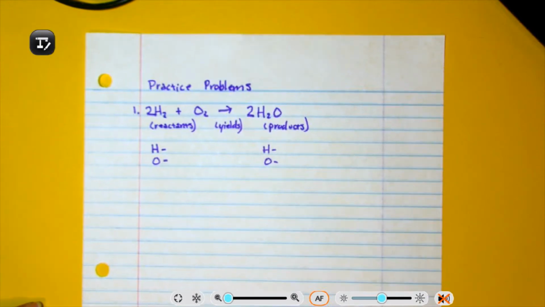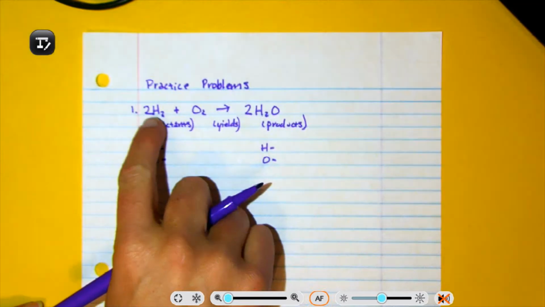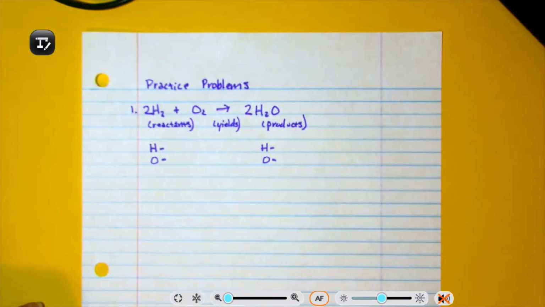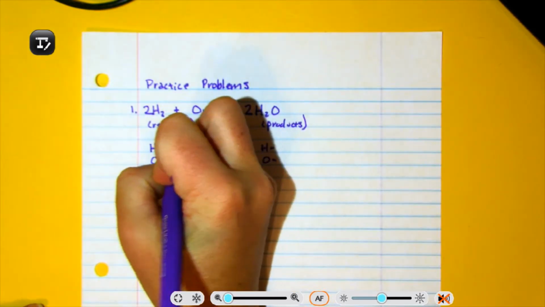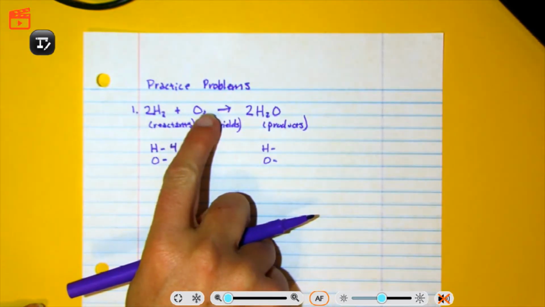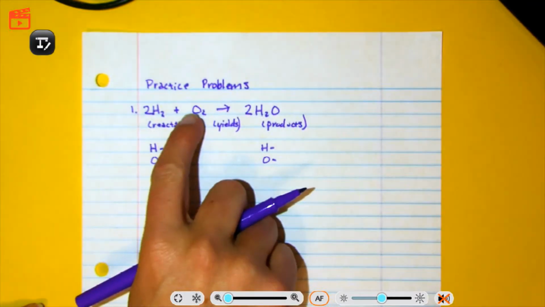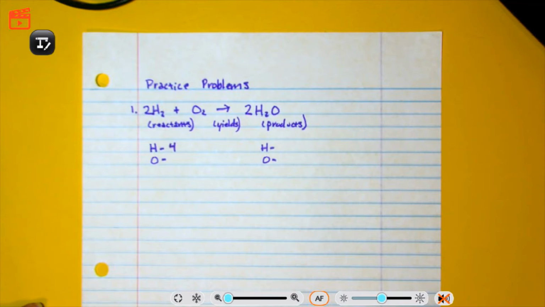So first off, I look, is there a coefficient? Well, yes, there is. What do I do with that coefficient? I multiply it by the subscript, right? So 2 times 2, I have 4 hydrogens. Then I'm going to go to oxygen. Is there a coefficient? No, so it's technically like an imaginary 1 right there. So 1 times 2 would be 2.